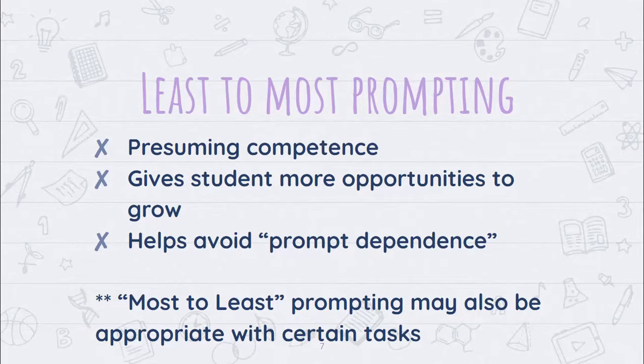And prompt dependence is when a student will not do a task unless they are prompted, when they otherwise could do the task independently. In other words, they have learned that it is easier for them to, quote unquote, do a task if someone else does it for them. In some tasks, such as a physically involved skill, most to least prompting may be appropriate for your student.